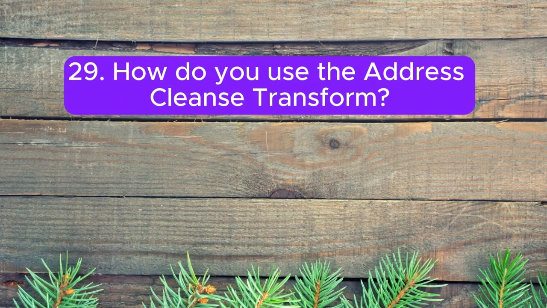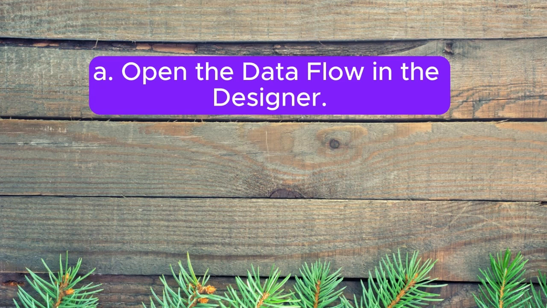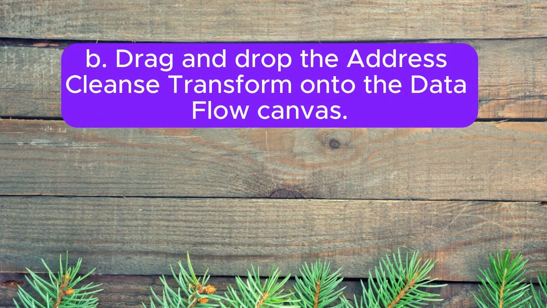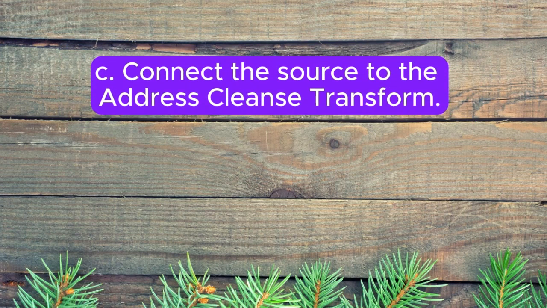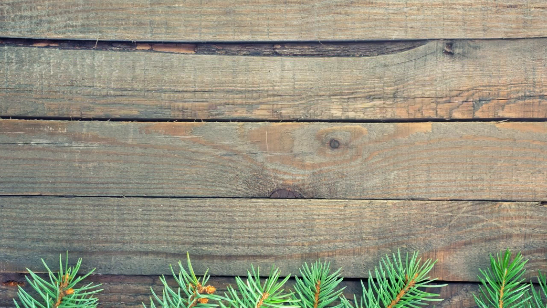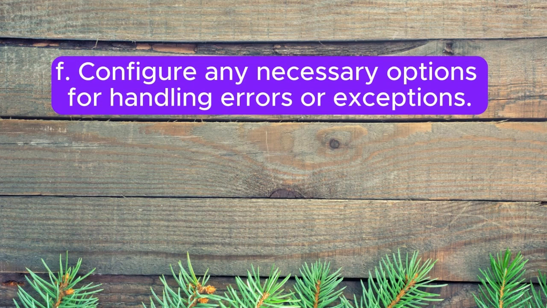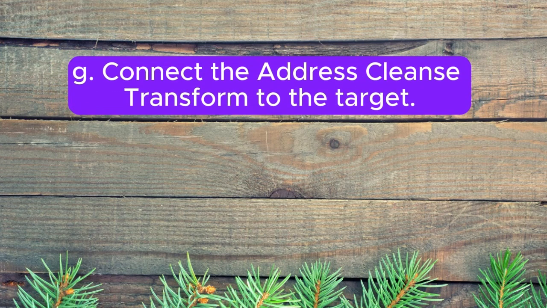29. How do you use the address cleanse transform? Answer: To use the address cleanse transform. A. Open the data flow in the designer. B. Drag and drop the address cleanse transform onto the data flow canvas. C. Connect the source to the address cleanse transform. D. Define the address fields and configure the cleansing rules. E. Map the cleansed address columns to the target fields. F. Configure any necessary options for handling errors or exceptions. G. Connect the address cleanse transform to the target.